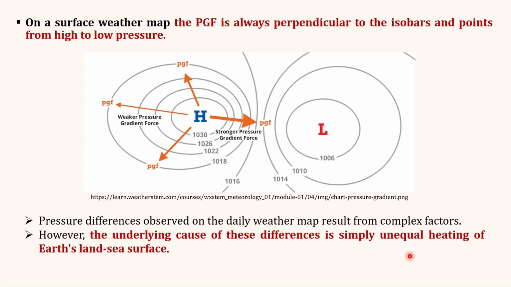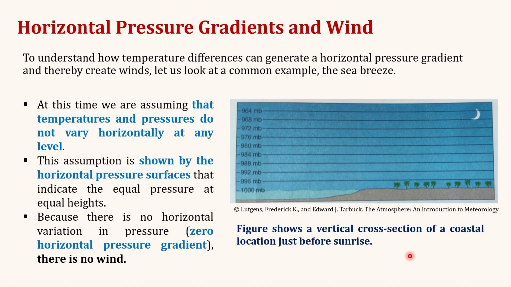Now we will learn about the pressure gradient force in two parts. First is horizontal pressure gradient, which is related with the wind, and second is vertical pressure gradient, that is related with the hydrostatic equilibrium. So we will start with the first part, that is horizontal pressure gradient and its relation with the wind. To learn about this, we will take an example of sea breeze to understand how temperature differences can generate a horizontal pressure gradient and thereby winds.